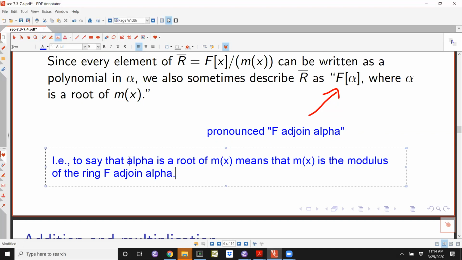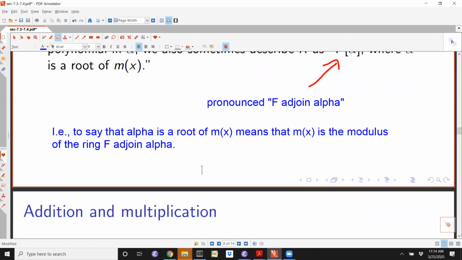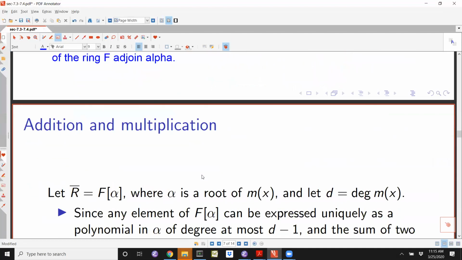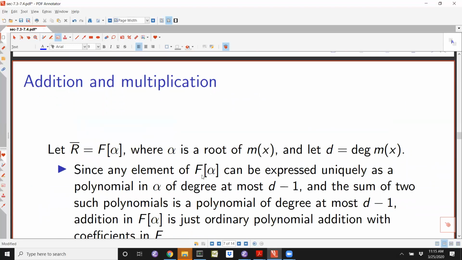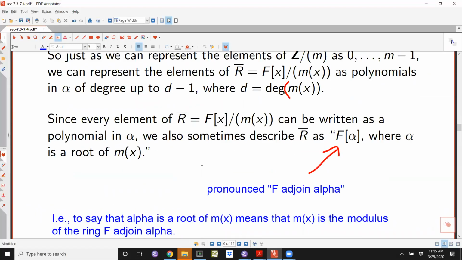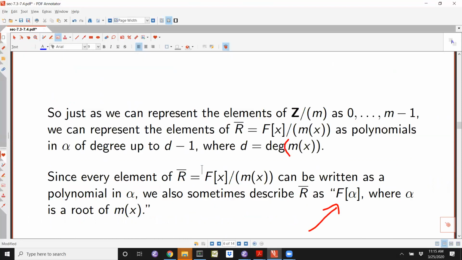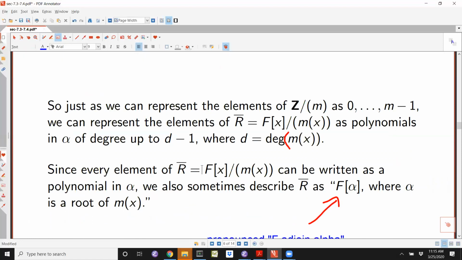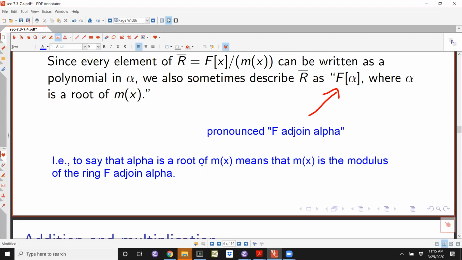All right. So anyway, to say that alpha is a root of m of x means that m of x is the modulus of the ring F adjoin alpha. That's the terminology that we will use, and you'll see how this is used in practice later on. All this is just saying that the thing we did in our example works in general.